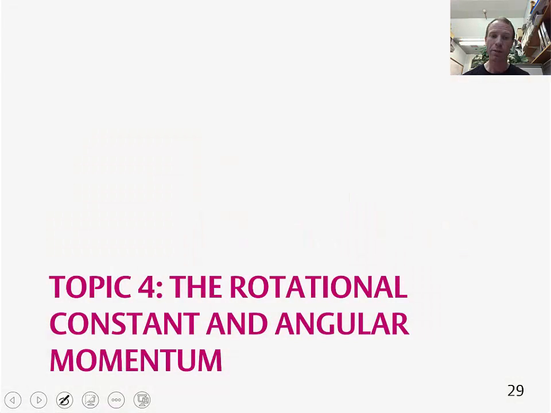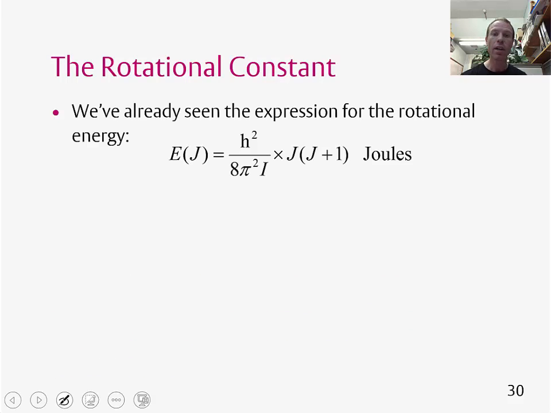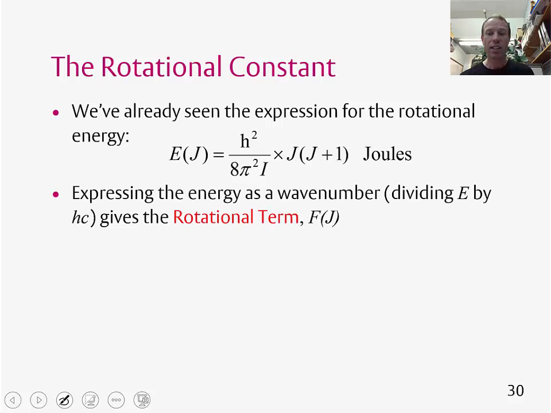Welcome to topic 4, in which we're going to think about the rotational constant and angular momentum. So we've already seen the expression for the rotational energy, which comes out from solving the Schrödinger equation, with rotational quantum number J, and this is in joules.